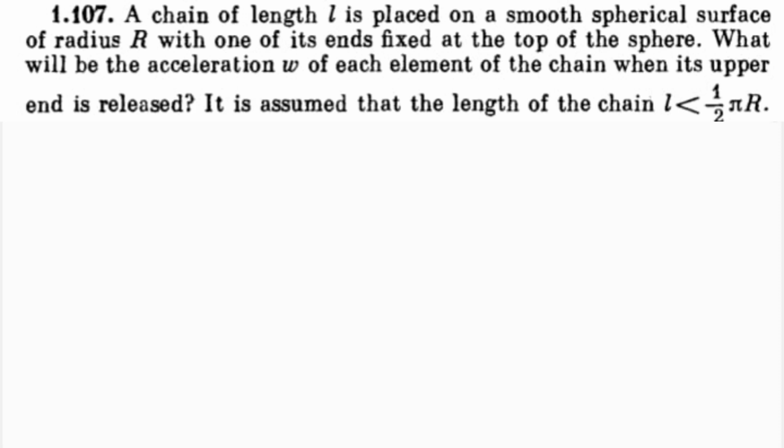So we are dealing with the 16th problem in this series, and the 16th problem in this series is problem number 1.107. The problem states: a chain of length L is placed on a smooth spherical surface of radius r with one of its ends fixed at the top of the sphere. What will be the acceleration a of each element of the chain when its upper end is released? It is assumed that the length of the chain L is less than pi r by 2.